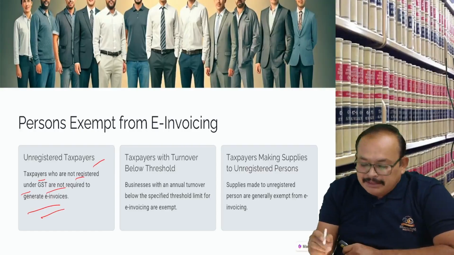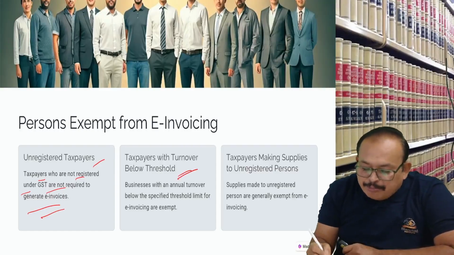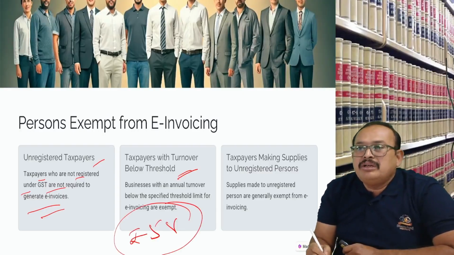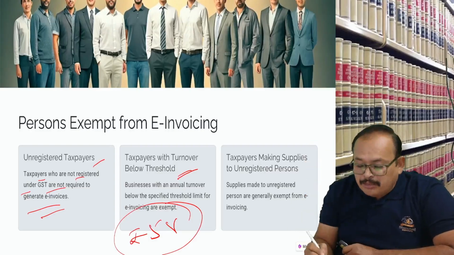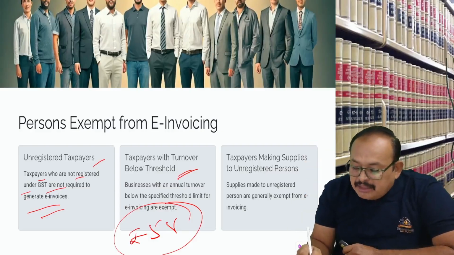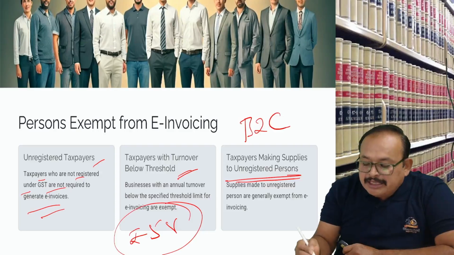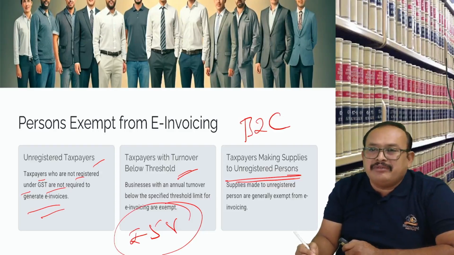Is that clear? Then taxpayers with a turnover below the threshold limit. What threshold limit? 5 crores. For them, e-invoice is not applicable. Taxpayers making supplies to unregistered persons, B to C, are not required to generate e-invoice.